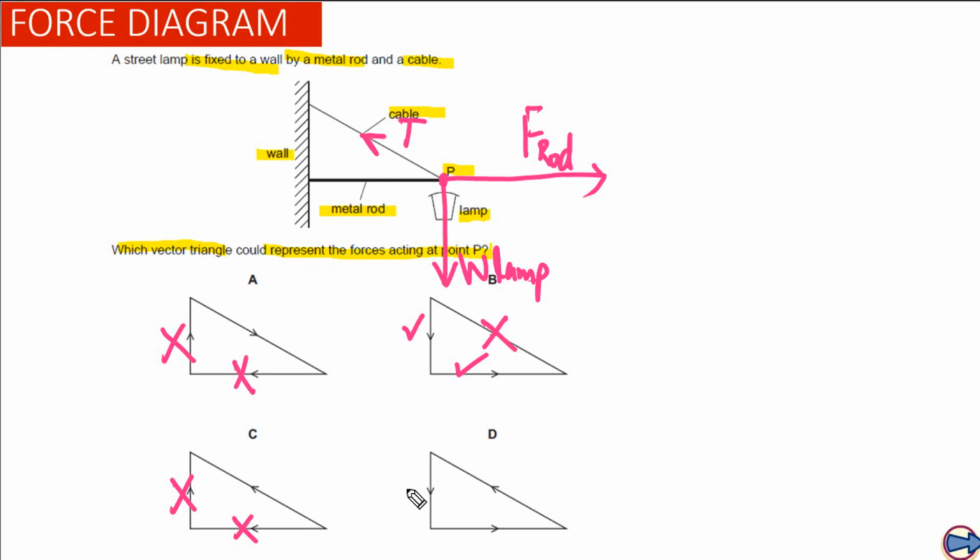So look at this one now. This is correct. The direction of the horizontal force of the rod is also correct, and the direction of tension is also good. So our best answer is D. And this is our final answer.